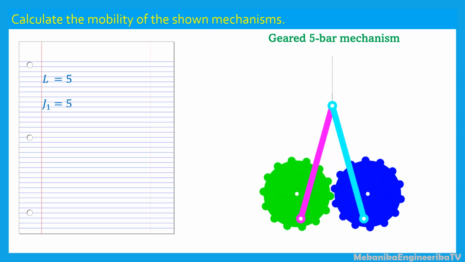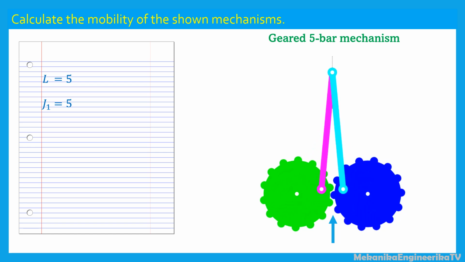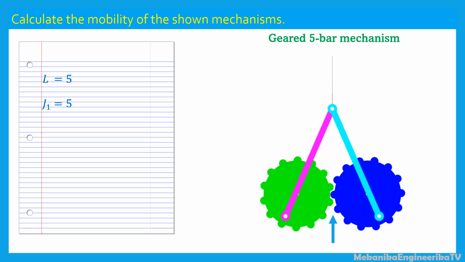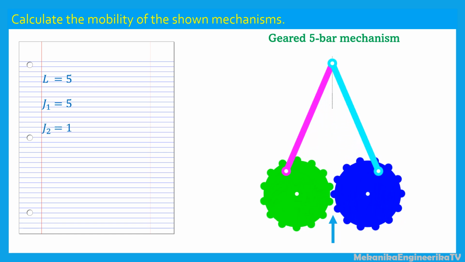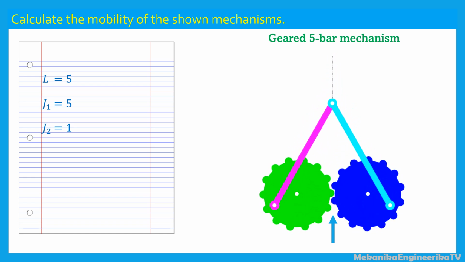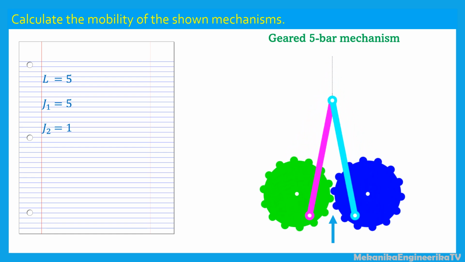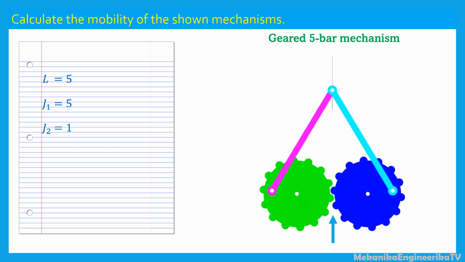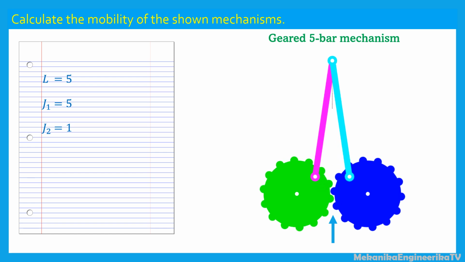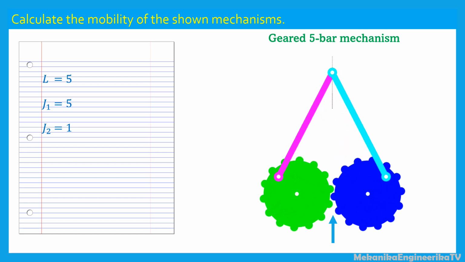In this mechanism, we have also a gear kinematic pair, connecting the 2 gears together. Thus, J2, the number of higher kinematic pairs, is equal to 1. This is the main difference between the two mechanisms. The ordinary 5-bar mechanism does not involve any higher kinematic pair. On the opposite, the geared 5-bar mechanism involves 1 higher kinematic pair.